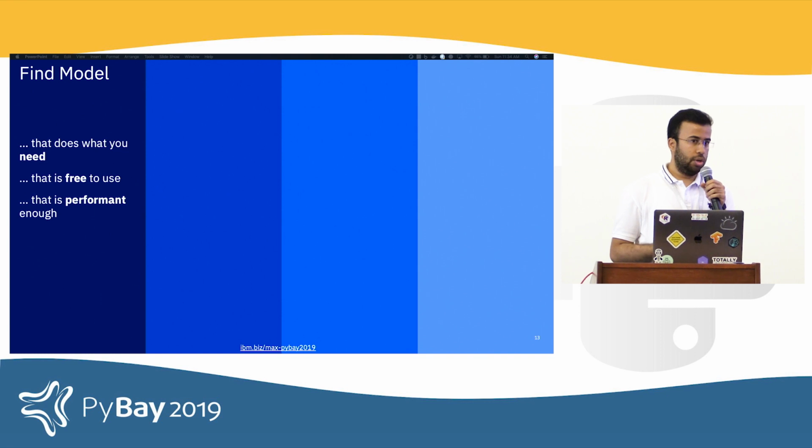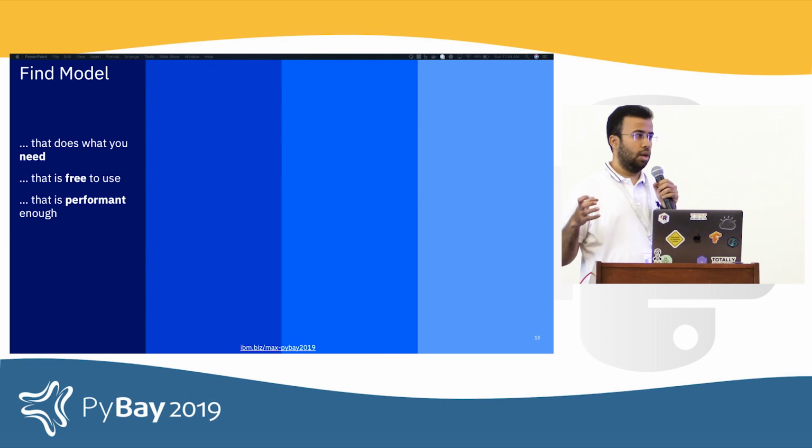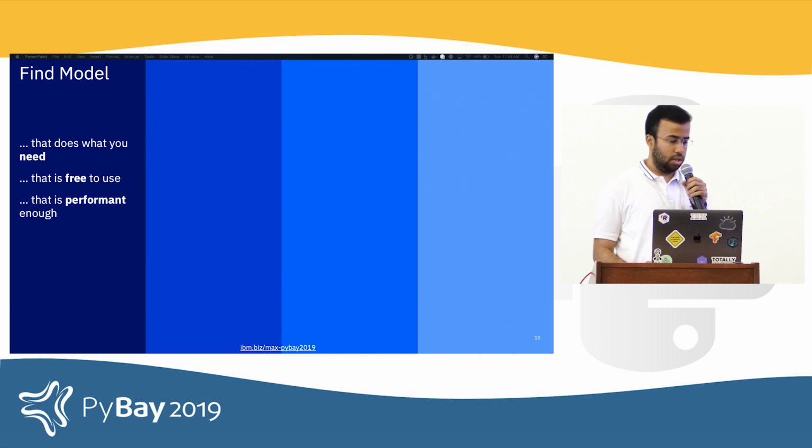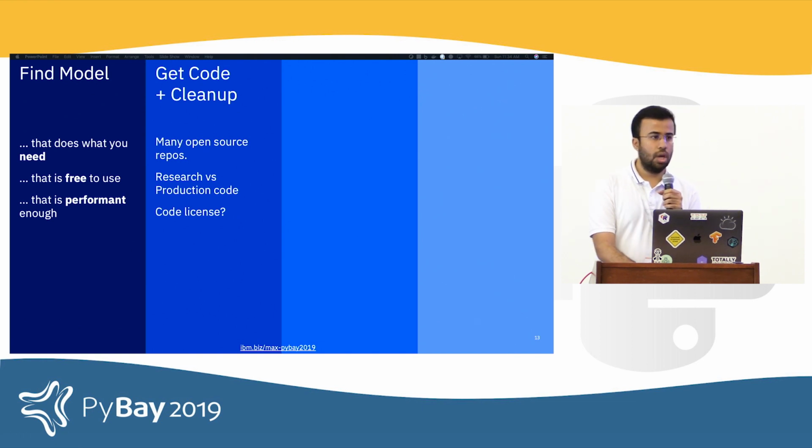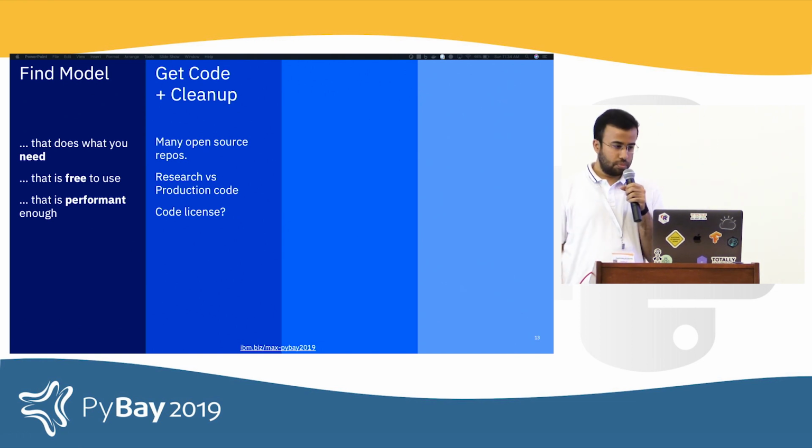Some of them may not be free to use, some of them may not be free to use commercially. There's always the questions of performance on a particular data set versus your data set, stuff like that. So it's not the easiest thing to just shortlist a model immediately. That's the first step.